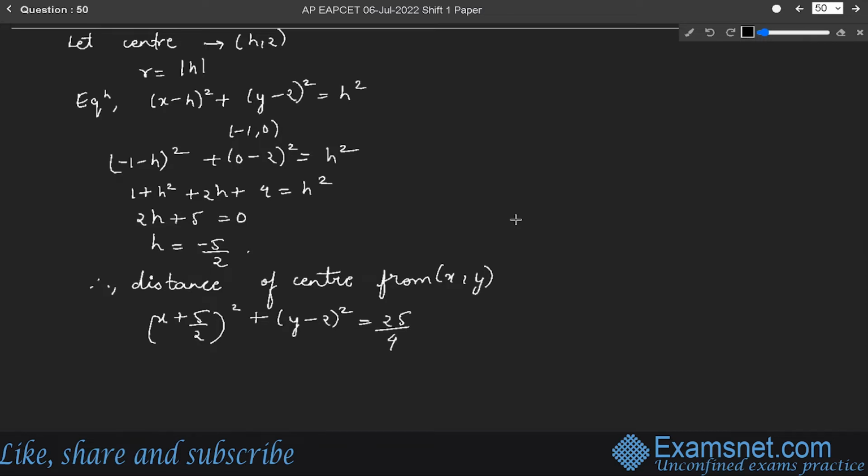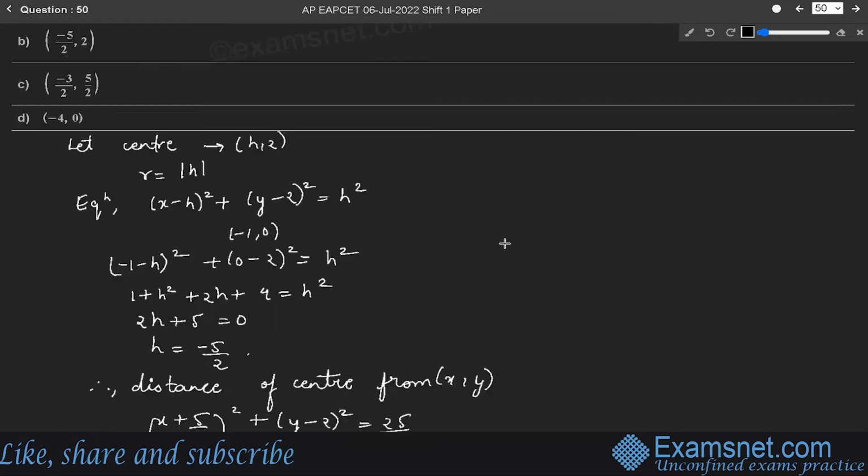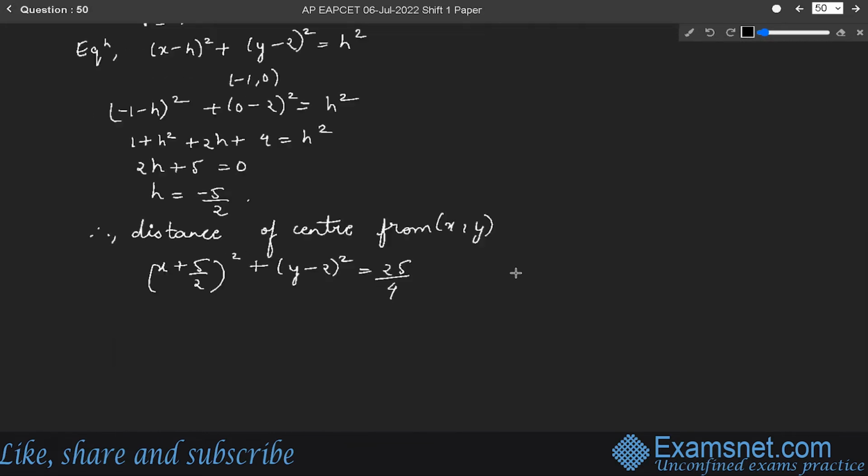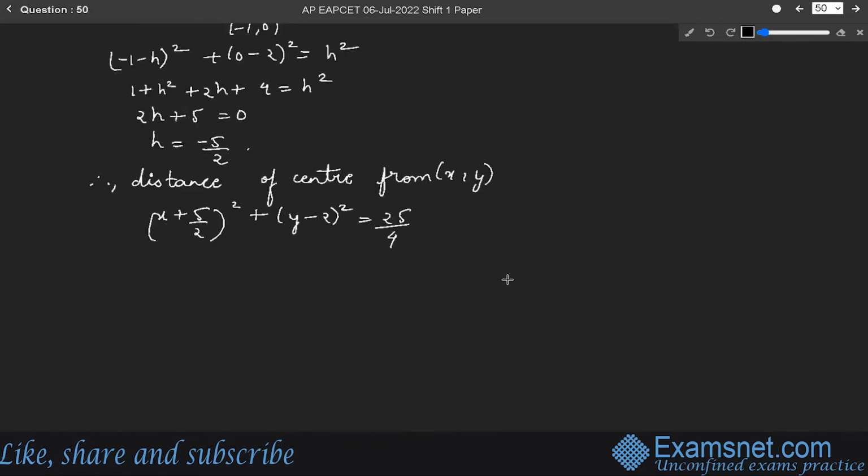Now, let us check this equation with option A. Option A is (minus 3 by 2, 0). So the distance of the center from (minus 3 by 2, 0) will be (minus 3 by 2 plus 5 by 2) whole square plus (0 minus 2) whole square is equal to 1 plus 4, which is not equal to 25 by 4. Therefore, option A is not correct.